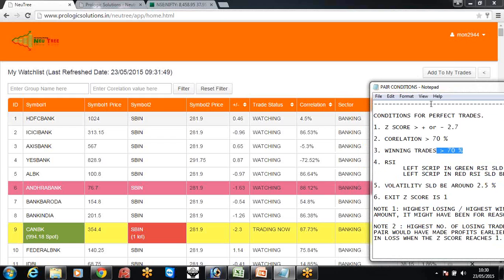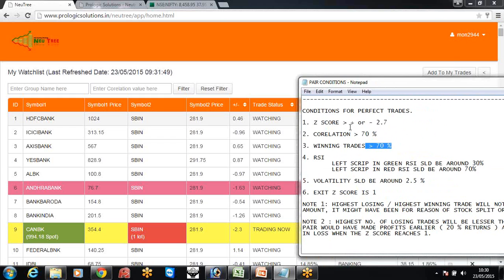I will show you that. So always pick when the Z-score is 2.7, that you will get automatically. The call will get triggered once it is more than 2.7 plus or minus. Correlation is something which you will have to interpret. Interpret nothing. You will have to just see that correlation and then place the order. Winning trade is something which you will have to always keep in mind.